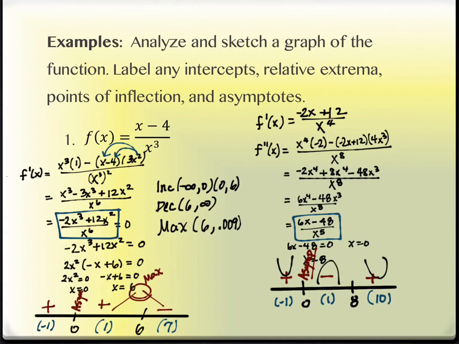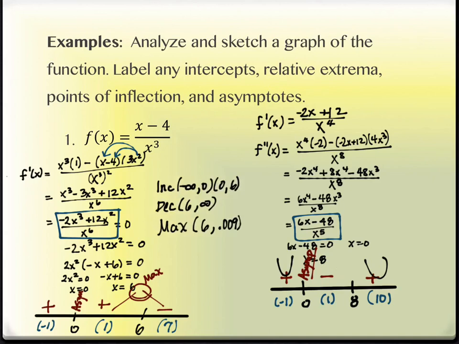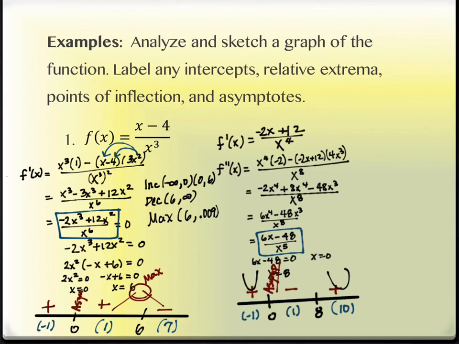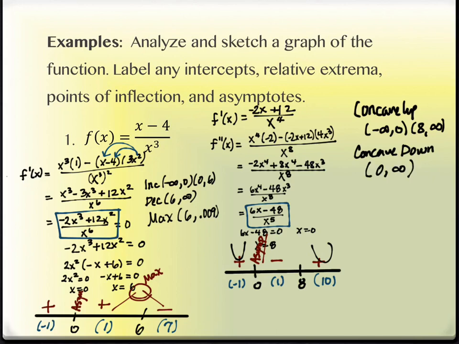So as we're writing out the details about concavity, just like I did about my increasing and my decreasing here, we have concave up from negative infinity to 0 and from 8 to infinity. And we have concave down from 0 to 8. I wrote infinity and I said 8. Let's try it again. 0 to 8.